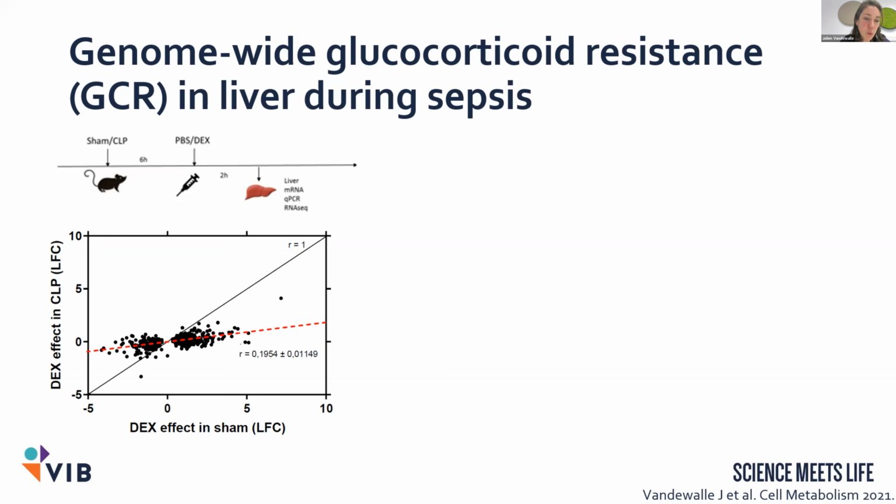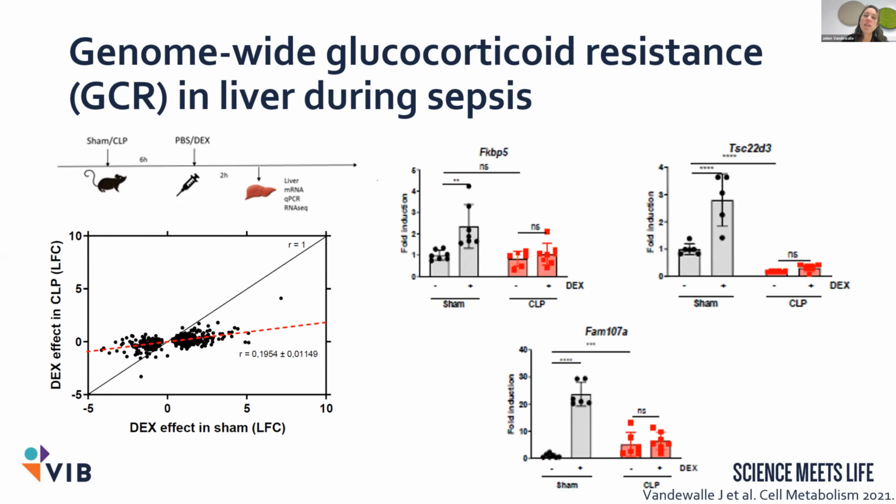So maybe it's more easily seen or conceptualized when we look at one dot here. One dot is one gene. And that gene here, for example, has a log-fold change of 5, meaning 2 to the 5 increased expression upon DEX injection in the sham condition, where it is almost equal to 0 in CLP mice. So there is a genome-wide glucocorticoid resistance in the liver of septic mice.